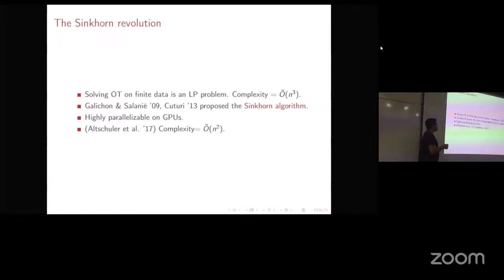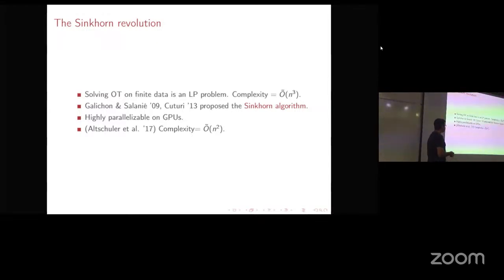If you want to solve your optimal transport problem on finite data, going back to what Kantorovich was doing, you will solve your linear programming. Linear programming is a very well understood object. It will show you that if you have n data points, it will take you n cubed, and this actually has bad dependence on dimension.